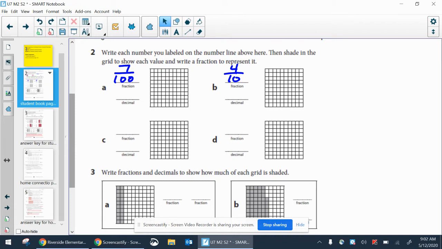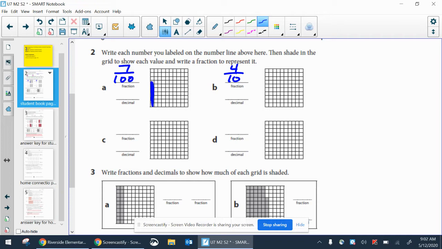So here I have my grid of 100. That's why I have my denominator as 100. And I want to shade in 7 out of the 100. So with my pencil or a colored pencil, let's go ahead and shade in 1, 2, 3, 4, 5, 6, 7 of the 100, also known as 7 hundredths.